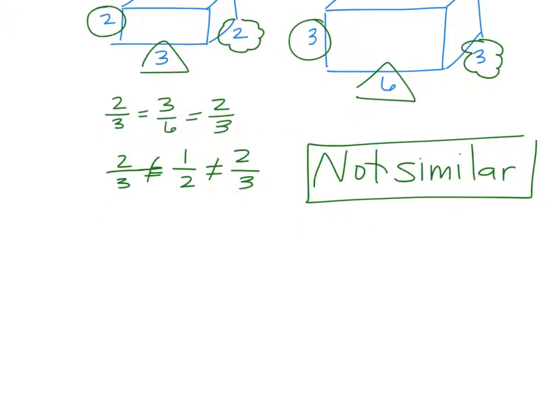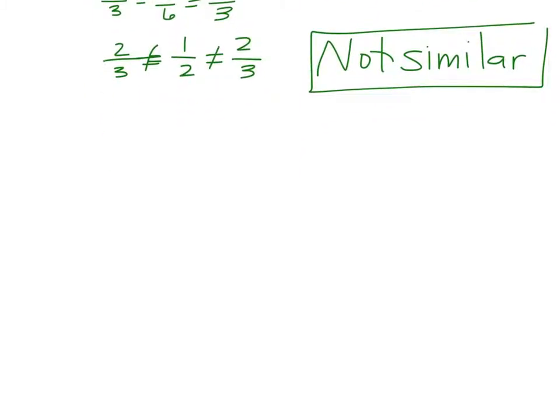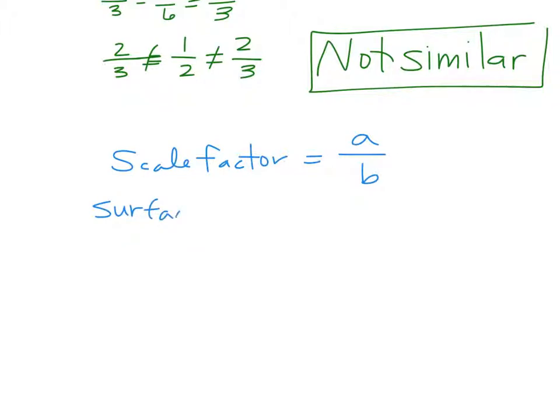Okay, so let's talk how these ratios relate. If we have a scale factor of A to B, okay? Then if we are going to do a surface area ratio, based on what you know from the last chapter, what do you suppose that ratio should be in terms of A and B?